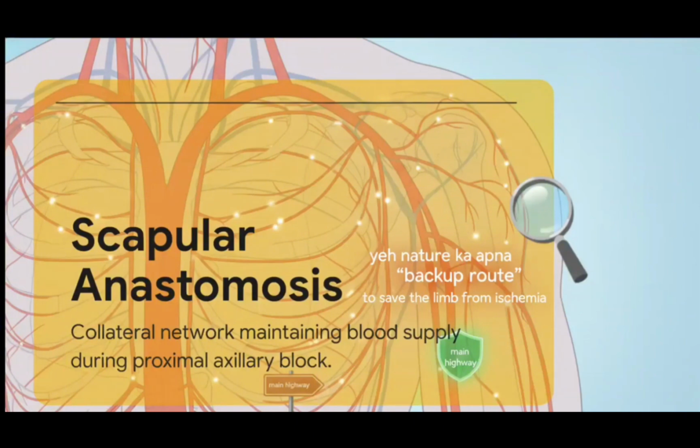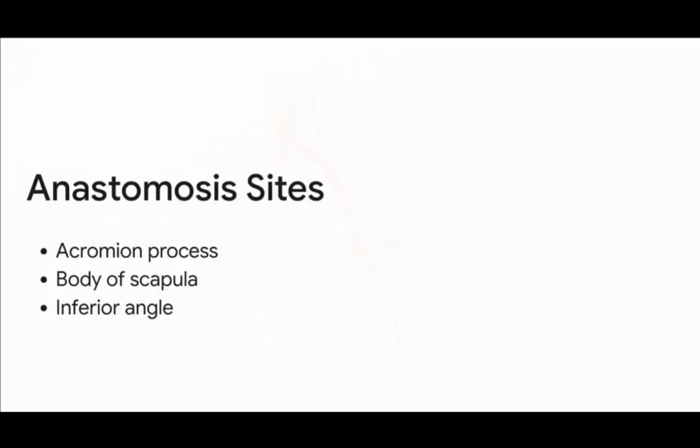Enter the scapular anastomosis. This is a collateral network between the branches of the subclavian and axillary arteries. Basically, ye nature ka apna backup route to save the limb from ischemia. The blood simply takes a detour around the block via the scapula and rejoins the main highway further down. Now, please don't just blindly rote learn this list. Try to actually visualize it.